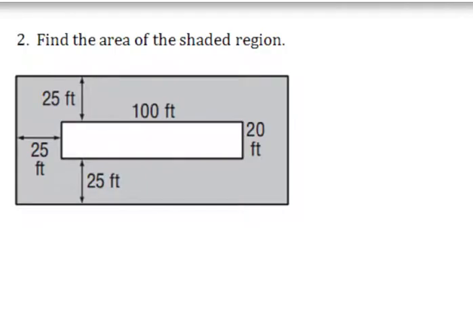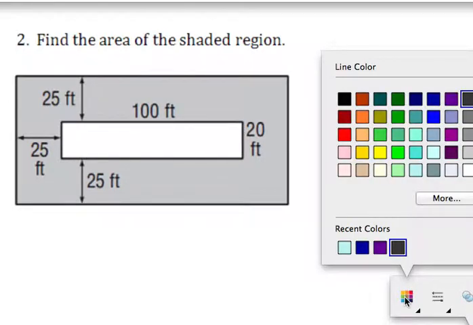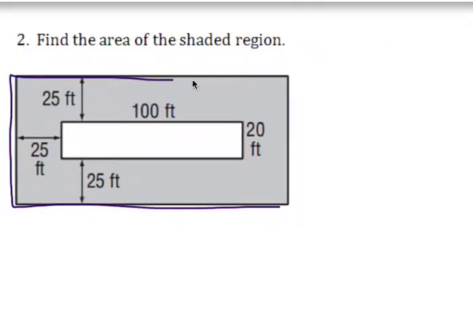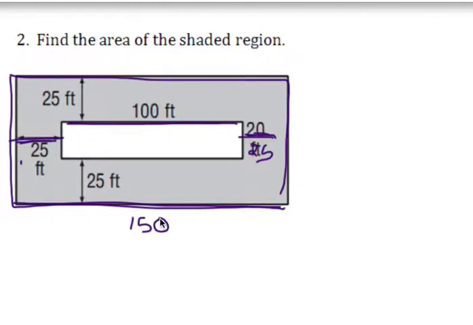So let's go ahead and take a look now at number 2. For number 2, we want to find the area of the shaded region. So first thing I'm going to do is figure out the area of this big rectangle right here. To get the side lengths, we have 25 on both sides. So 25 plus 100 plus 25. Now notice when I do that, it forms the entire length of this side. So 25 plus 100 plus 25 is going to give me 150 going this way.